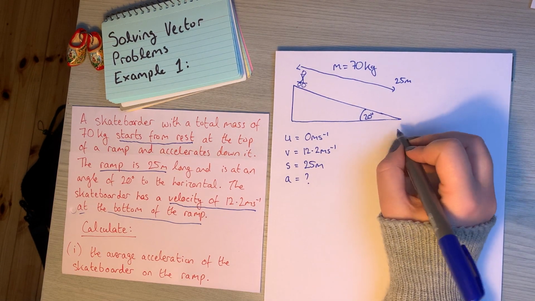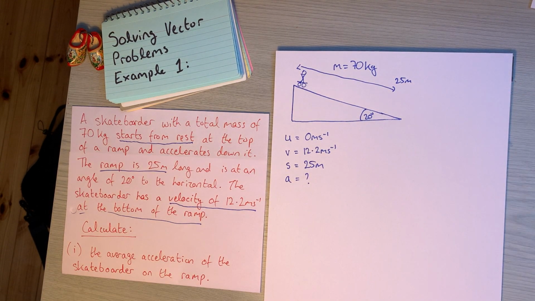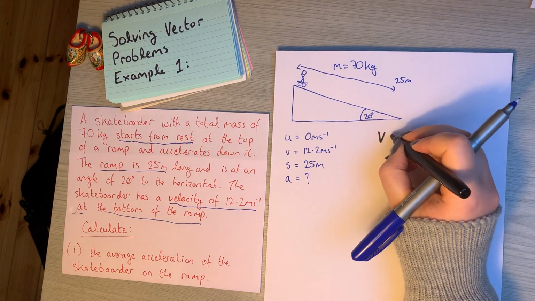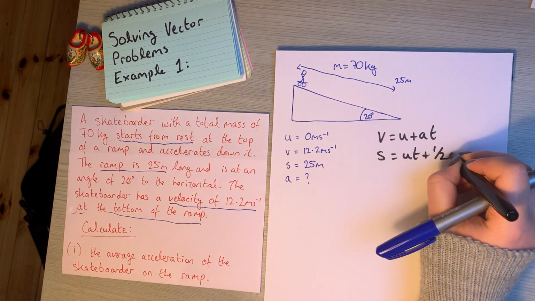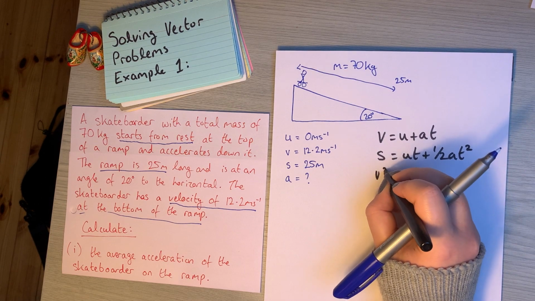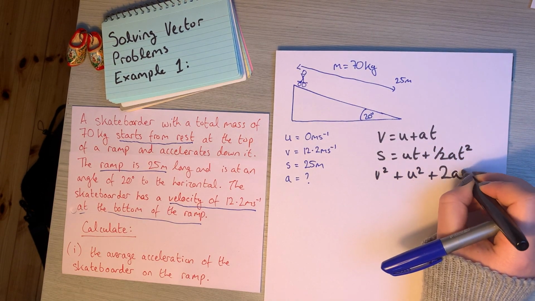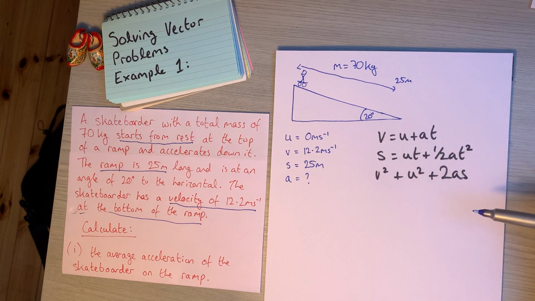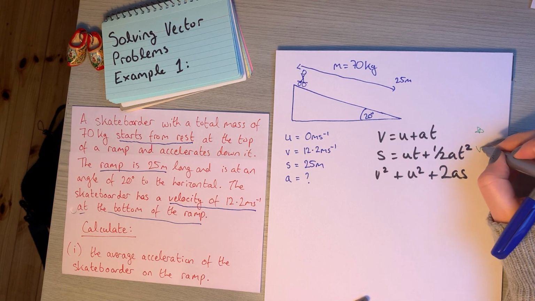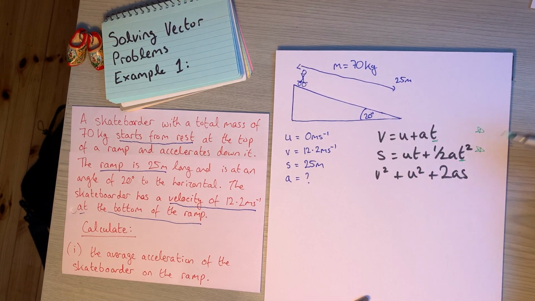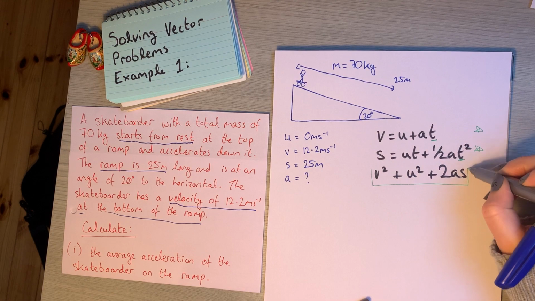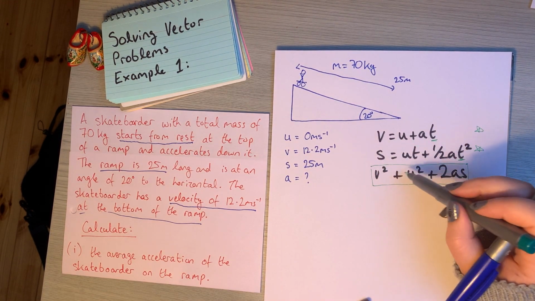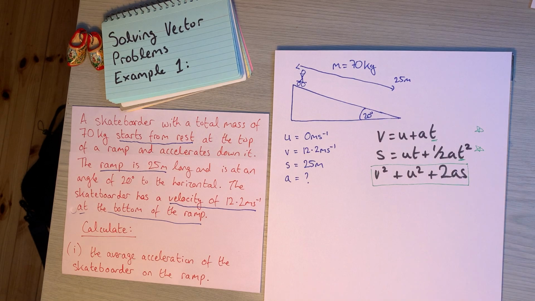So we've got three equations we can use for linear motion. I might write them in black. So v is equal to u plus at, s is equal to ut plus a half at squared, and v squared is equal to u squared plus 2as. And we have to choose one of these in order to calculate a. So you'll notice that the first two both have t in them, but we don't have any time, that's also an unknown. So we're going to use this equation here because we have everything else in it except for a, so we can use that one to solve for a.